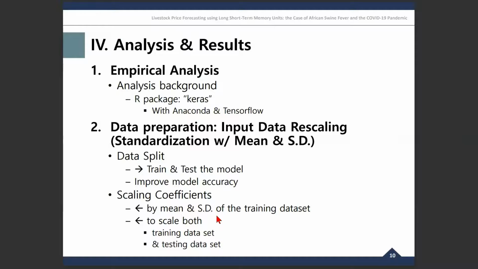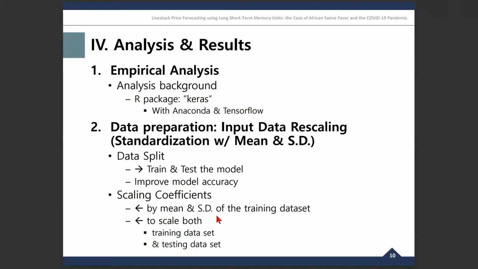Here is a brief algorithm. Fortunately, R or TensorFlow or some other utilities provide very easy packages. In the case of R, the package is titled Keras. So we just adopted the R package Keras, and there are some processes about that, but I will skip those parts.